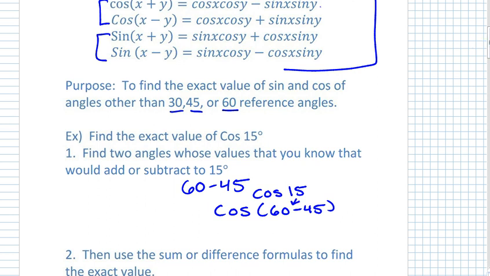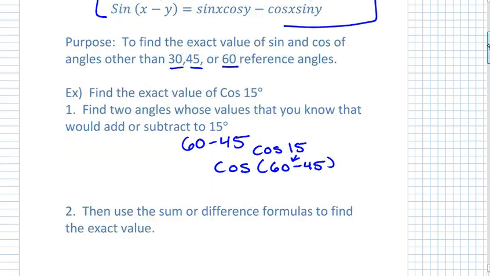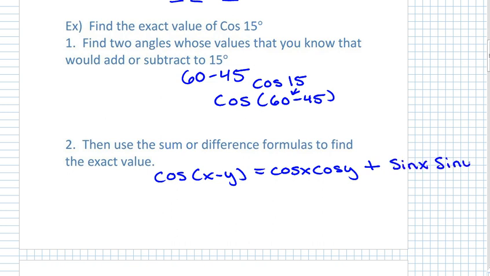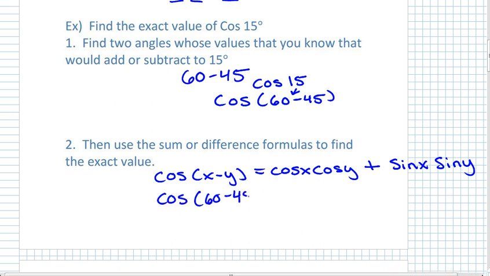So we use the formula right here for cosine x minus y, and that formula, I'll write it down here, of cosine x minus y is you take the cosine of x times the cosine of y and add that to the sine of x times the sine of y. So if I go cosine 60 minus 45, then my x is 60 and my y is 45. So I just fill that in.